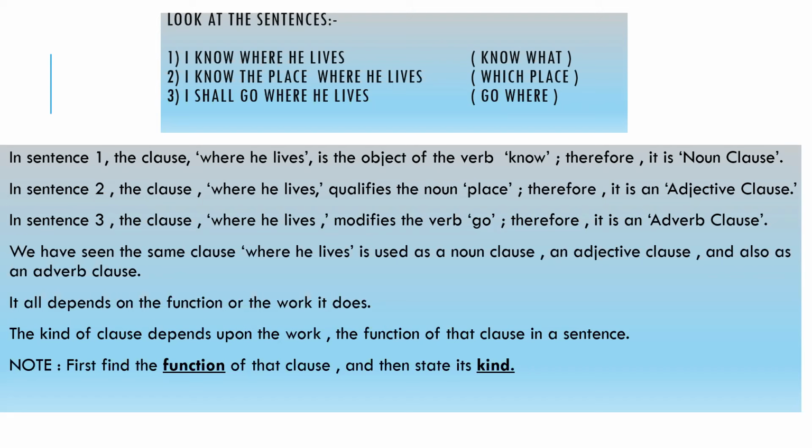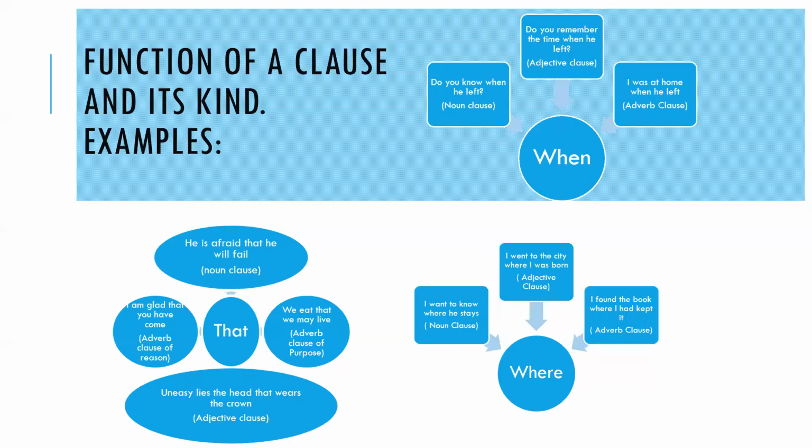We have seen that the same clause, where he lives, is used as a noun clause, an adjective clause, and also as an adverb clause. It all depends on the function or the work it does. So the kind of a clause depends upon the work, the function of that clause in a sentence. First, find the function of that clause and then state its kind. Let's look at the function of a clause.